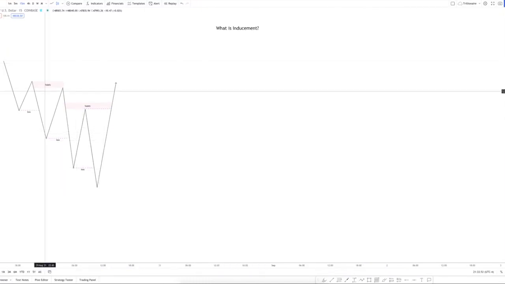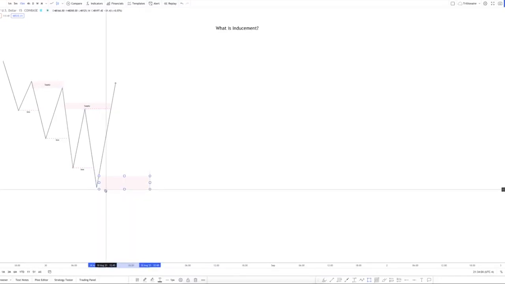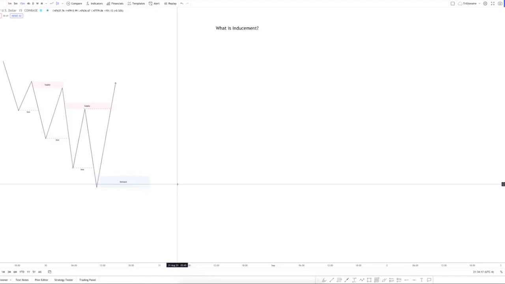Inducement would be how price creates liquidity internally in order for certain areas to be targeted, right? So we're going to change this to demand. All right, perfect. So what do I mean by that?